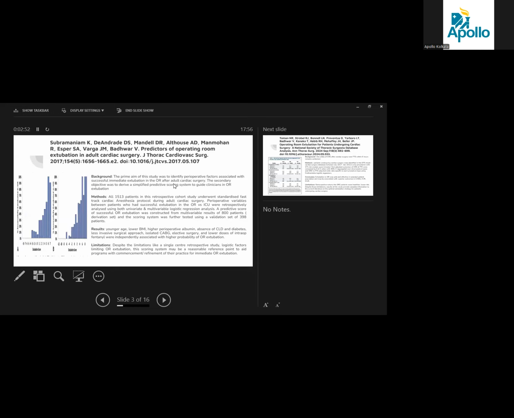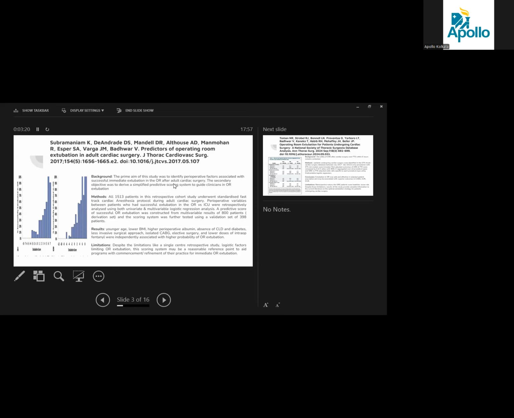As we can see in this bar graph, the study showed that patients who had a positive score of more than 5 were good candidates for extubation in the OR, and patients who had a score of 0 or less were not considered good candidates for extubation in the OR. Those between the scores of 0 and 5 had a possibility of extubation in the OR, but it was based on the clinical judgment of the clinician.